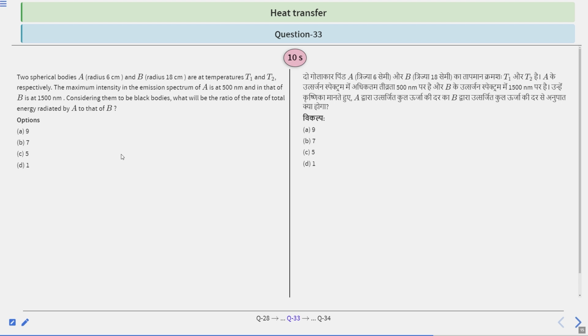question 33. Two spherical bodies, A with radius 6 cm and B with radius 18 cm, are at temperatures T1 and T2 respectively. The maximum intensity in the emission spectrum of A is at 500 nanometer and that of B is at 1500 nanometer. Considering them to be black bodies, what will be the ratio of the rate of energy radiated by A to that of B? Given options: option A is 9, option B is 7, option C is 5, and option D is 1. So which option is correct? You have 10 seconds to solve this question. After 10 seconds, we will provide the solution.